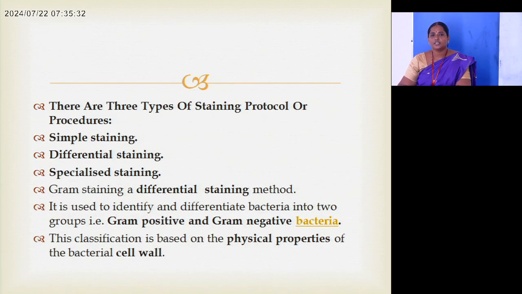These are the different types of staining protocols and procedures: simple staining, differential staining and specialized staining. Gram staining is a differential staining method. It is used to identify and differentiate bacteria into two groups, gram-positive and gram-negative bacteria. This classification is based on the physical properties of the cell wall of bacteria.